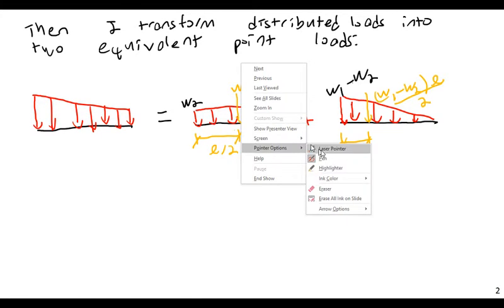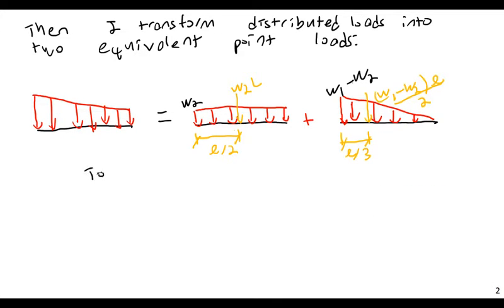And then we simply find the total load. Well, this will simply be the summation of these two: W2 times L plus (W1 minus W2) times L over 2.